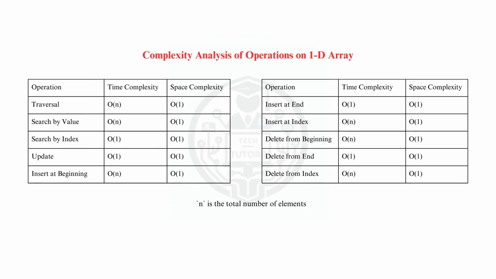Here's a quick look at the time and space complexity of array operations. Traversal takes O(n) time since each element is accessed, with O(1) space as no extra memory is used. Search by value also requires O(n) time and O(1) space. Search by index is efficient, needing only O(1) time and space. Insertion and deletion can vary, ranging from O(1) to O(n) time, depending on whether the operation is at the beginning, middle, or end, but always with O(1) space.